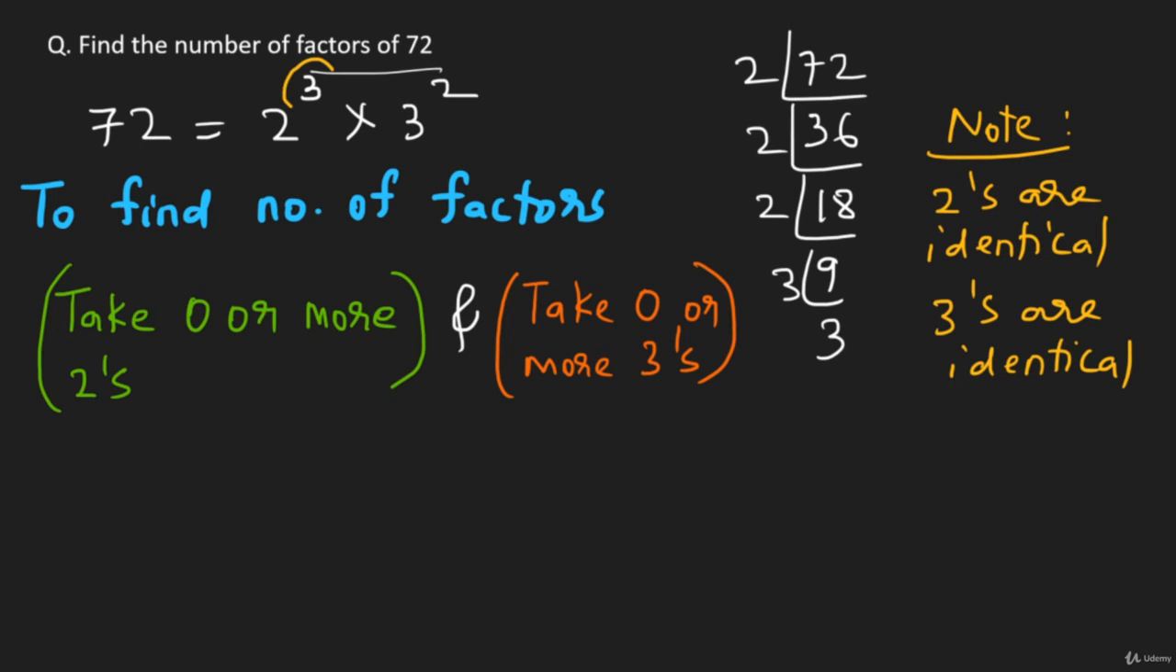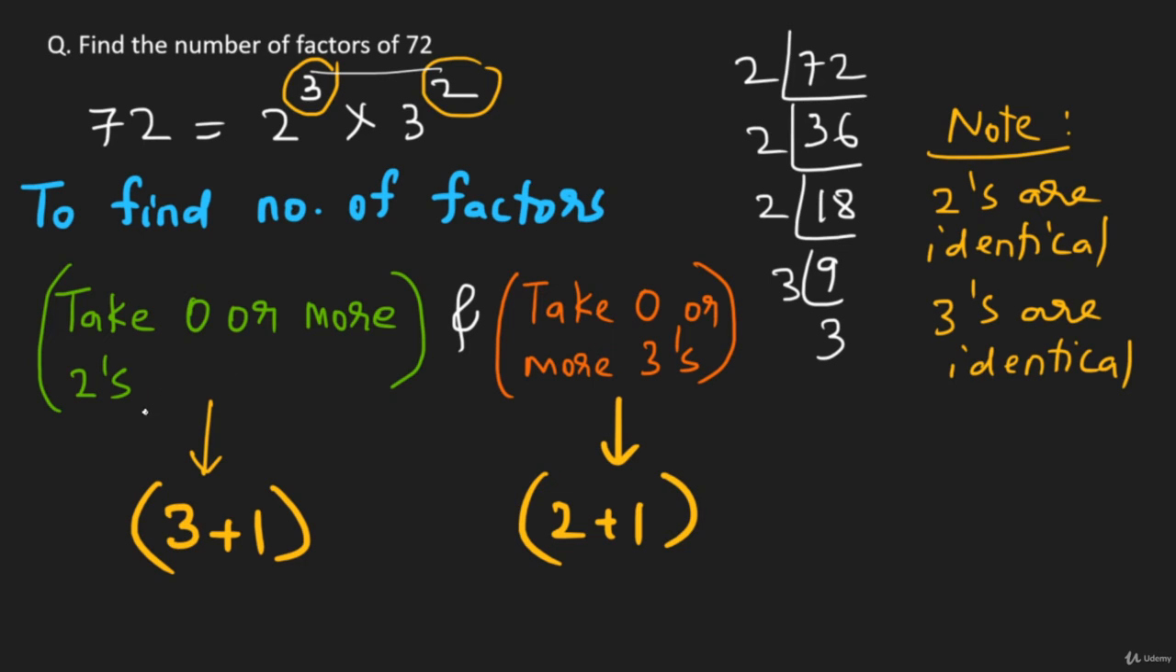Alright, over here you have 3 2's. Therefore, you can take 0 or more 2's in n plus 1 ways, which is equal to 3 plus 1. Similarly, over here you have 2 3's. Therefore, you can take 0 or more 3's in n plus 1 ways, which is equal to 2 plus 1. Alright. Now, therefore, you can take 0 or more 2's and 0 or more 3's in 3 plus 1 into 2 plus 1 ways, which is equal to 4 into 3, which gives you 12, which is your answer.